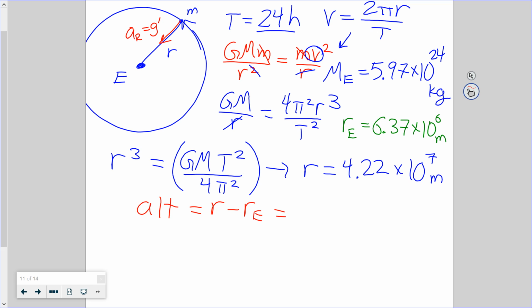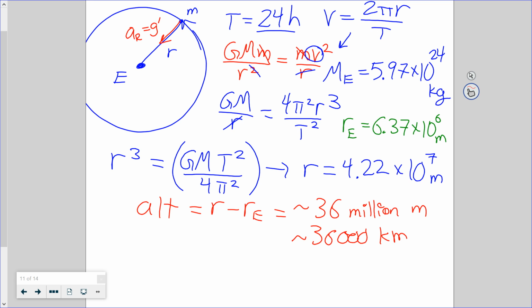Okay. So about 3.6. Yeah, about 36 million meters. Or you could say 36,000 kilometers. They like kilometers for some reason, going to the moon and satellites and something. Or we could do thousands of miles if we really wanted. And that's the altitude. And so it's pretty close.